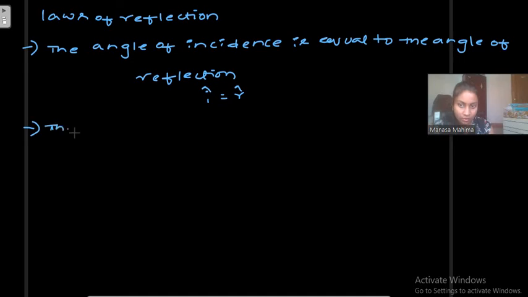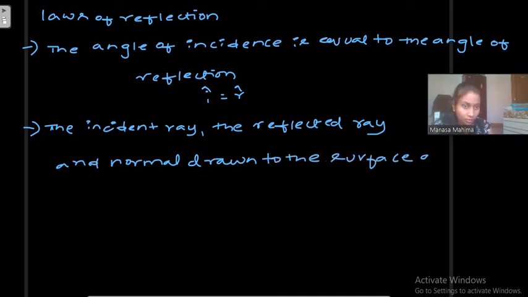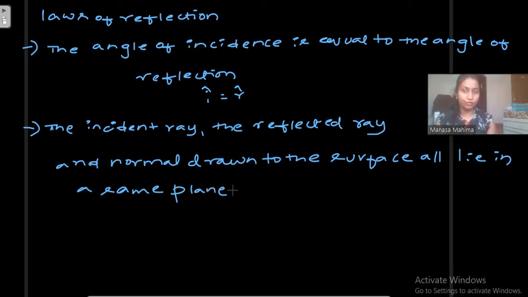So the next law, what is that? The incident ray, the reflected ray, and the normal drawn to the surface all lie in the same plane. Correct? These are the two laws which we famously call the laws of reflection. These two laws need to hold good if I want to say that a phenomenon is reflection.